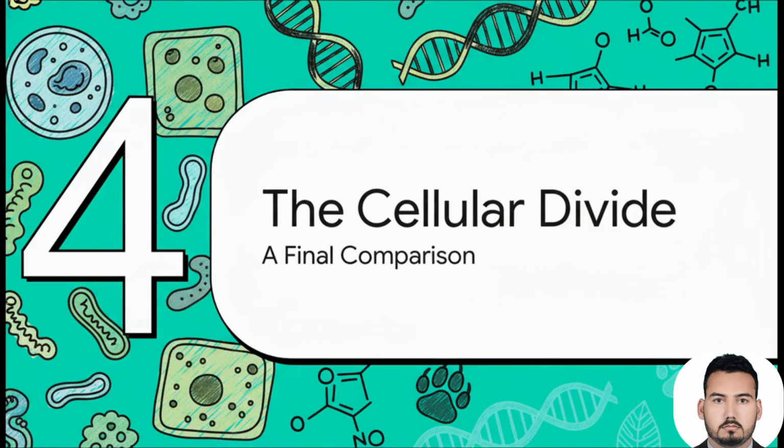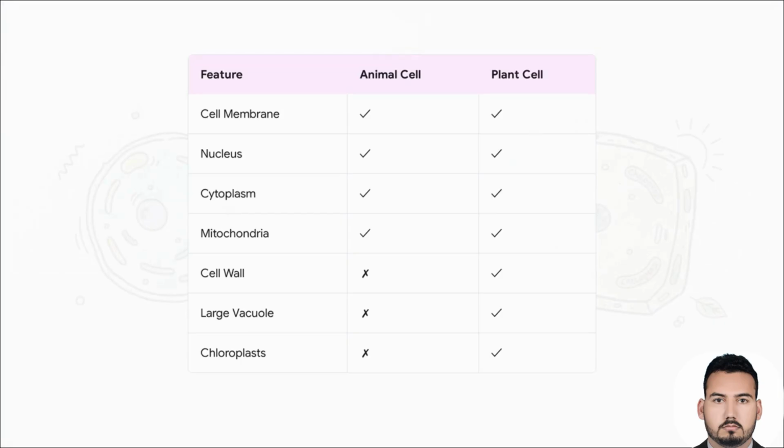Okay, let's wrap this up. We're going to put it all together in one simple comparison just to make sure the key differences are absolutely crystal clear. Here we go. This table lays it all out perfectly. Look, up top, you've got the shared stuff: cell membrane, nucleus, cytoplasm, mitochondria. Tick, tick, tick for both.